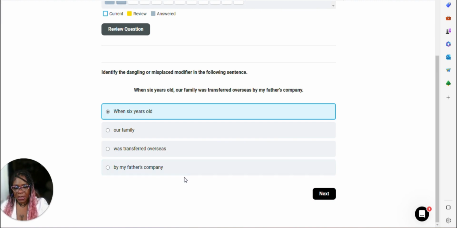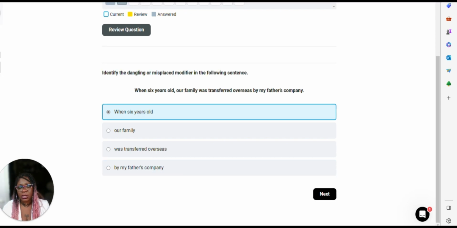That's because when 6 years old is missing a reference. We have no idea who's 6 years old. You know what I mean? We have no idea if we're talking about the person that's actually saying the sentence, or was it the actual act of moving? To add the reference, the sentence can be rewritten so that it says, when I was 6 years old, our family was transferred overseas by my father's company. Or it can also read, when 6 years old, I experienced our family's transfer overseas by my father's company. Okay, so we're going to go ahead and go with that one.